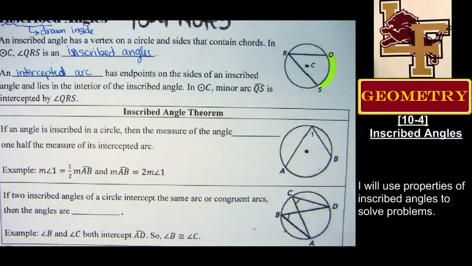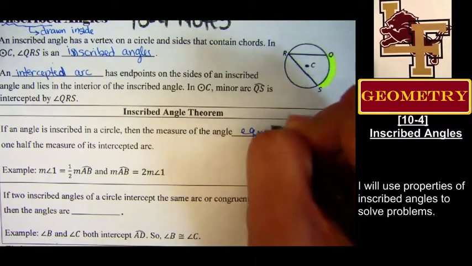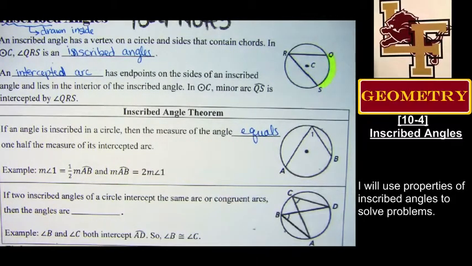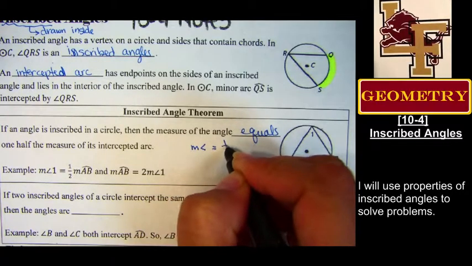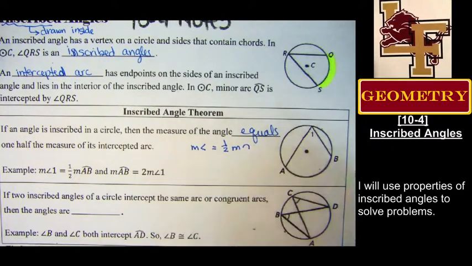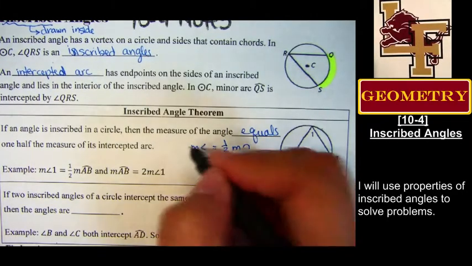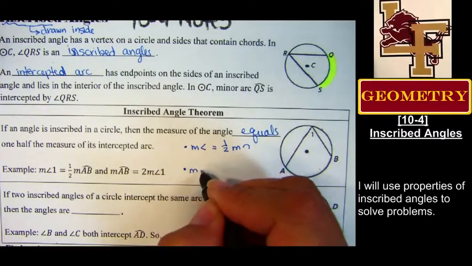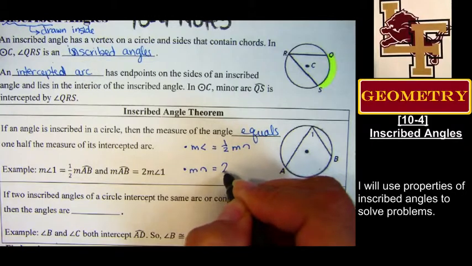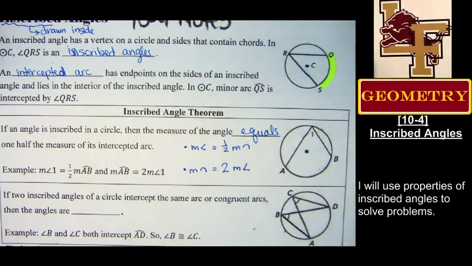First theorem says, if an angle is inscribed in a circle, then the measure of the angle equals half the measure of the intercepted arc. So the measure of the angle is 1/2 the measure of the arc. I didn't put names for angle and arc because it could change. Okay? But this leads to another fact. That is, the measure of the arc is twice the measure of the angle.